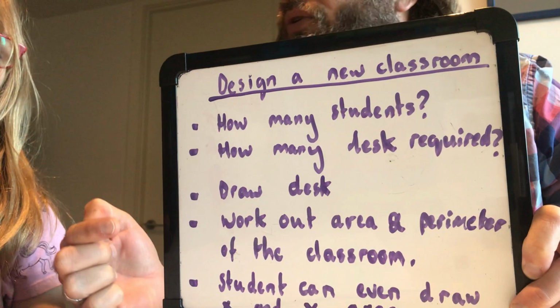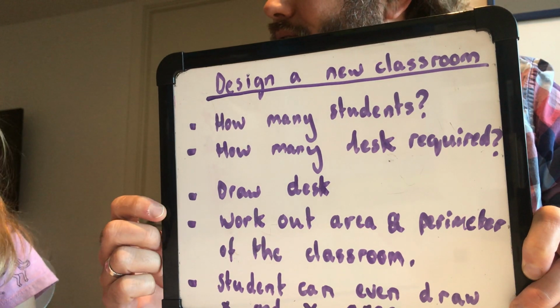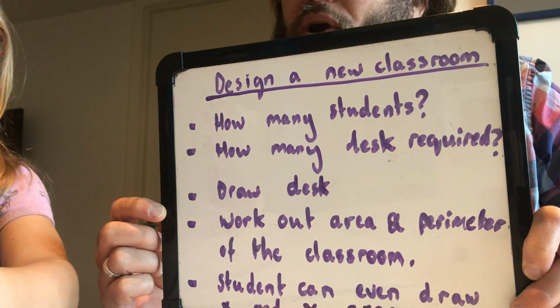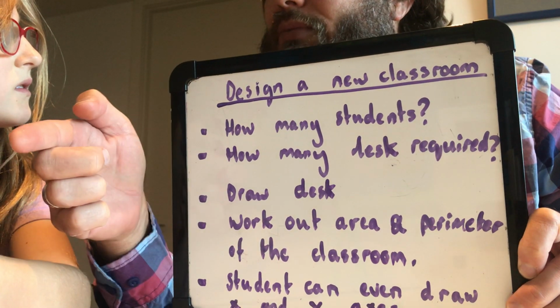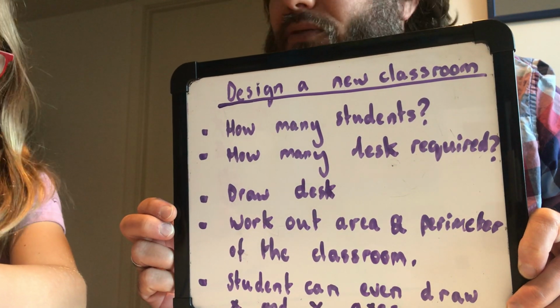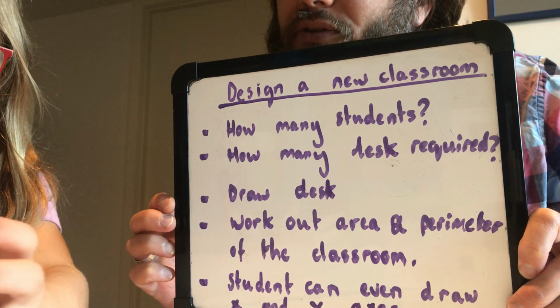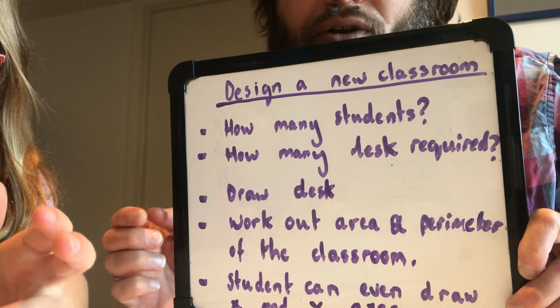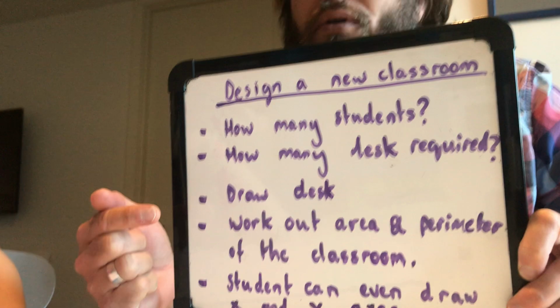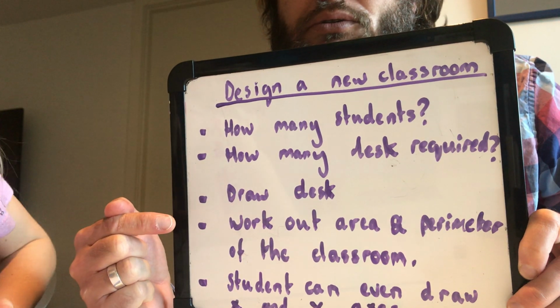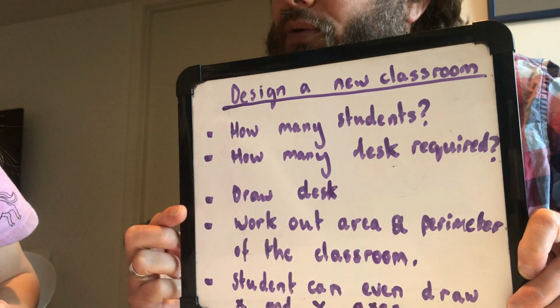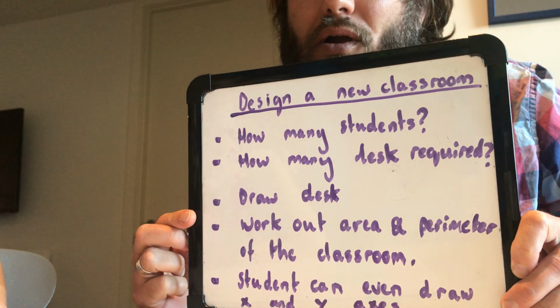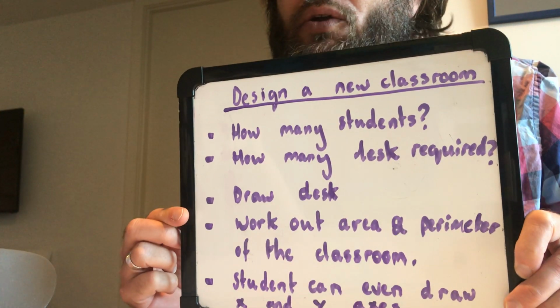To make it a little bit harder, if you're older, maybe one desk could be for two. Or you could work in millimetres rather than using the centimetre guide. That's a good idea. What are some of the other things we have to cover? Draw a desk, and make sure you use a ruler. Another one: work out the area and perimeter.